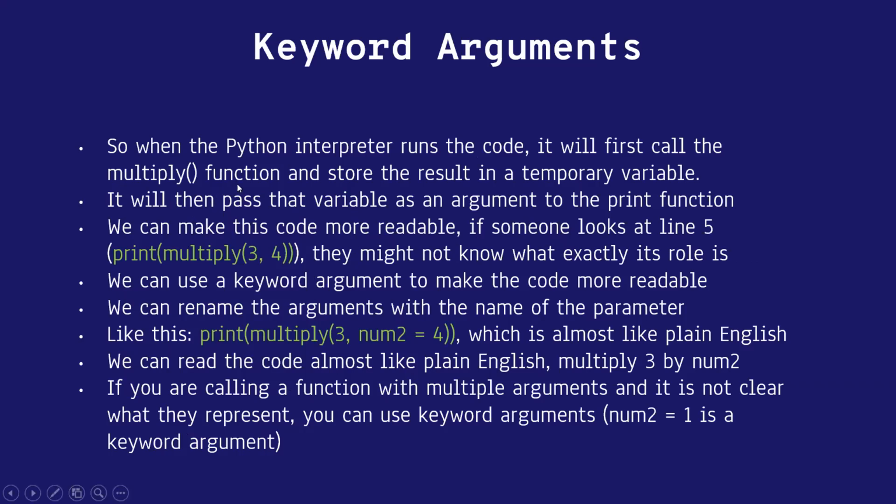Now, when the Python interpreter runs the code, it will first call the multiply function and store the result in a temporary variable. It will then pass that variable as an argument to the print function. We can make this code more readable.